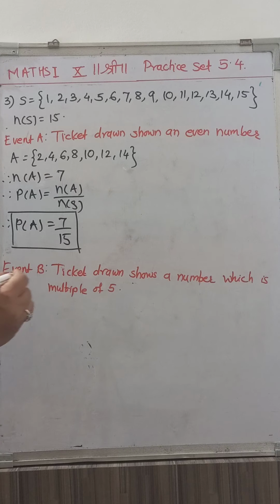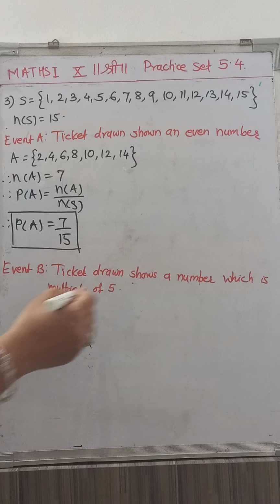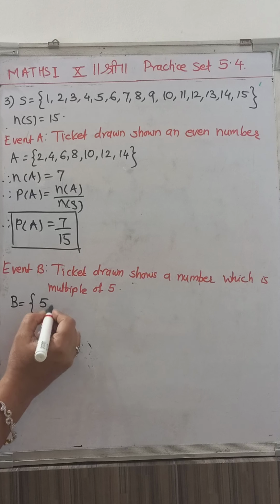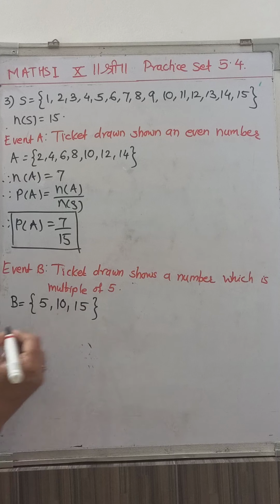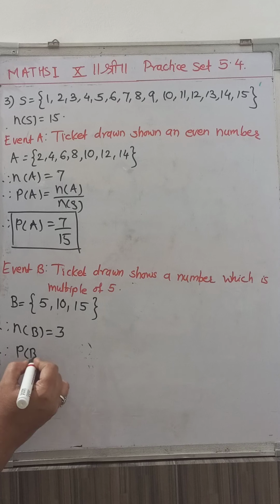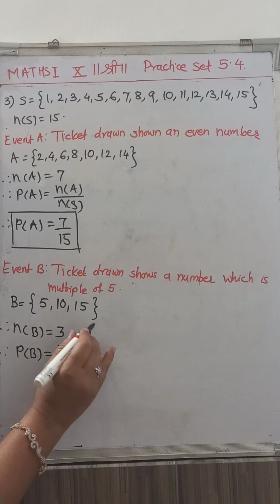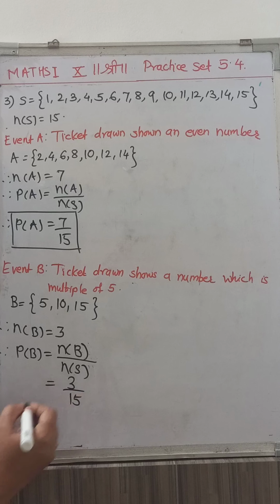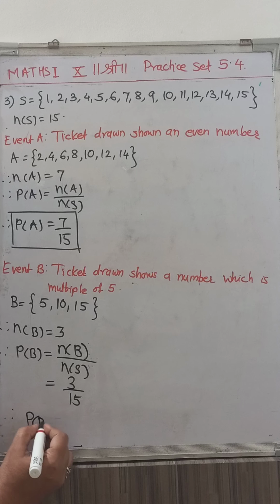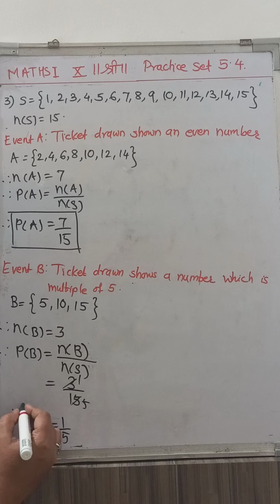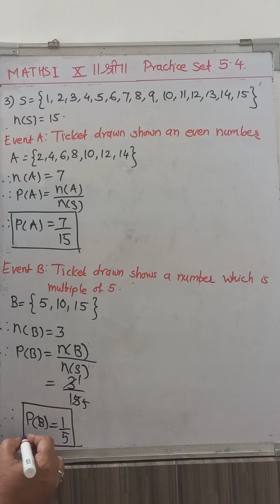Now let B be the event that the ticket drawn shows a number which is multiple of 5. आता याच्यातले 5 चे multiples आपण शोधून लिहूया. Therefore B is equal to 5, 10 and 15. Therefore N of B is equal to 3. Therefore P of B is equal to N of B upon N of S, that is equal to 3 upon 15. And therefore after simplifying it we can write 3 1s are 3, 5s are 15. P of B is equal to 1 upon 5. And therefore probability of event B is 1 upon 5.